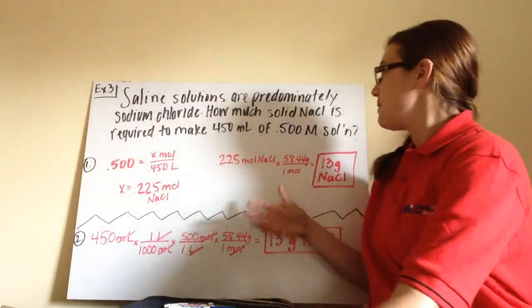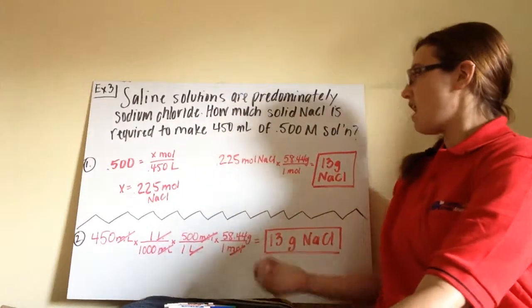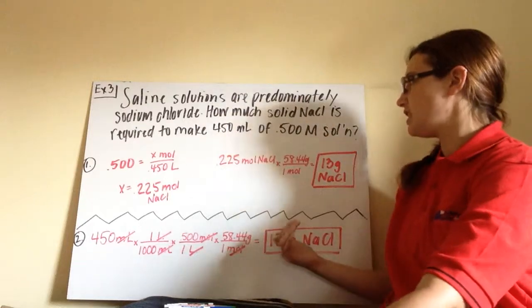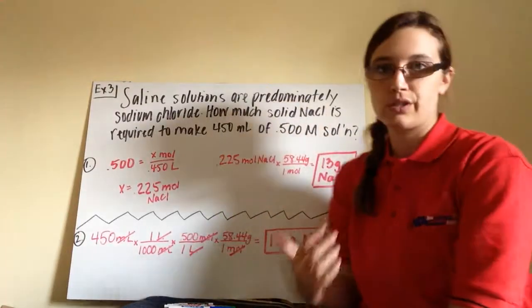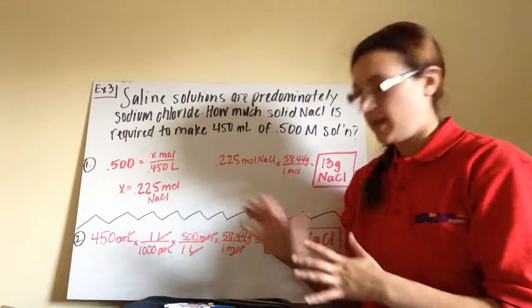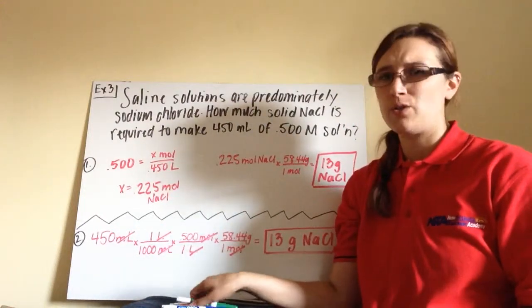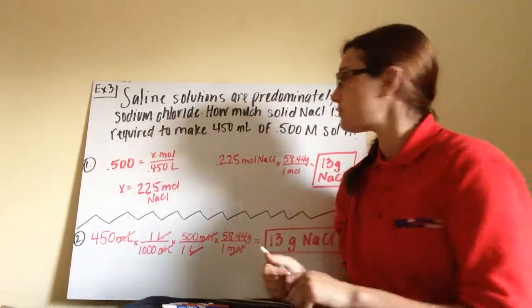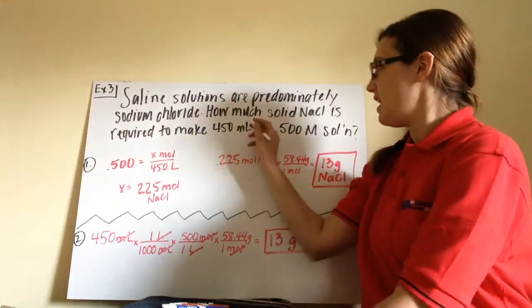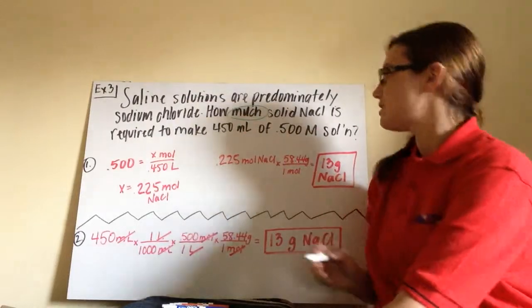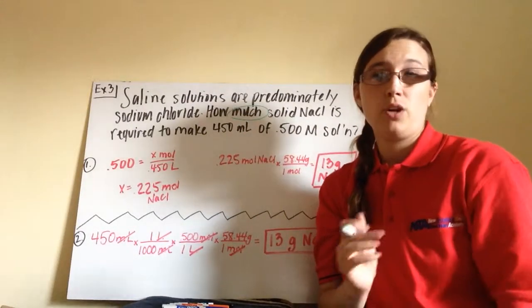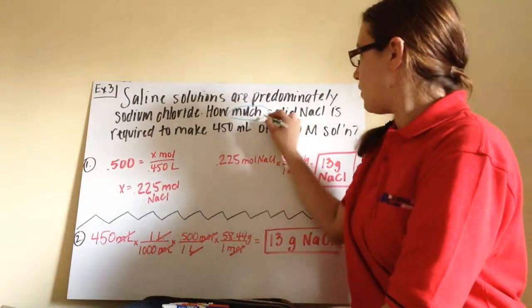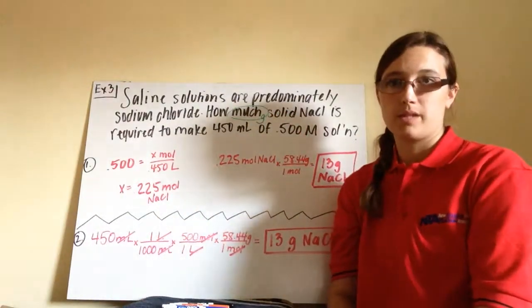So if we look at this, it asks us how much solid sodium chloride is required to make 450 milliliters of 0.5 molar solution. So we have a lot of information in this problem, and first I want to break it down just so we know what is relevant. This asks how much solid sodium chloride. When you see how much, that's asking you for mass. So we're going to be solving for grams.